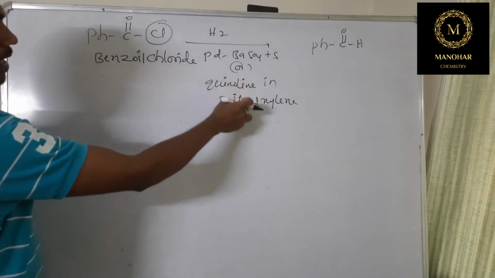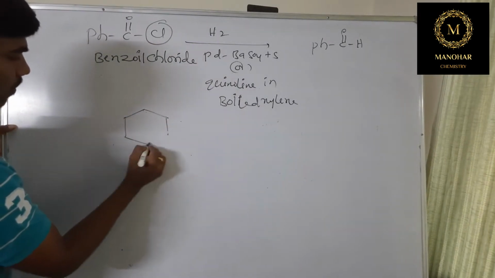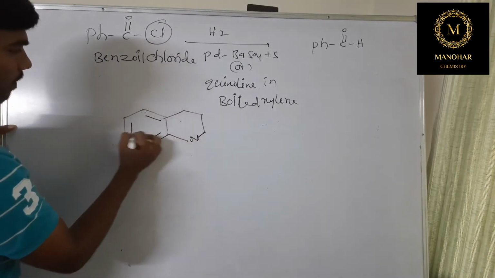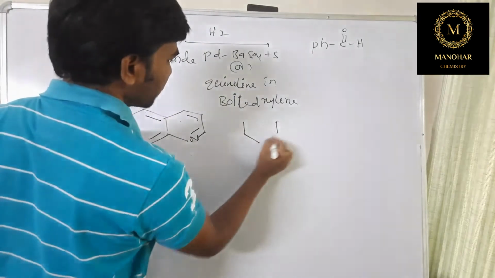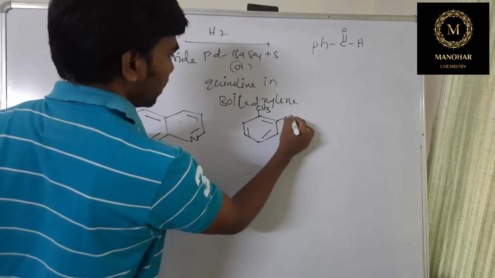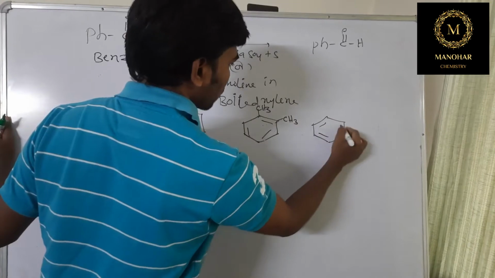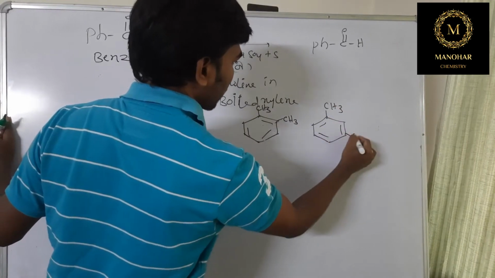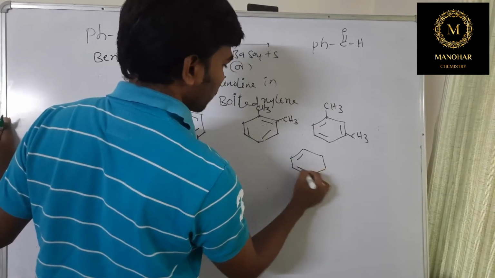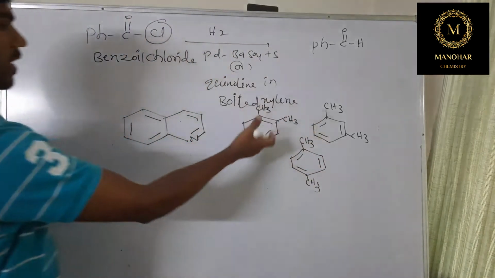Here I would like to give the structures of this quinoline and boiled xylene. So quinoline structure will be like this. This is the structure of quinoline. For xylenes, there are three types of xylenes: ortho-xylene, this is CH3 and CH3, ortho-xylene. This is meta-xylene, and one more is there, that is para-xylene. Ortho-xylene, meta-xylene, and para-xylene. Okay, in this any xylene you can take.